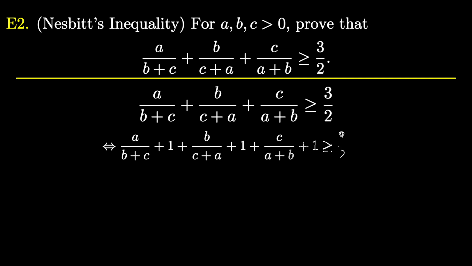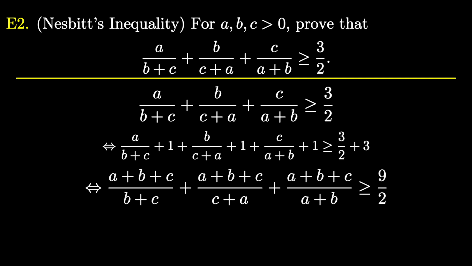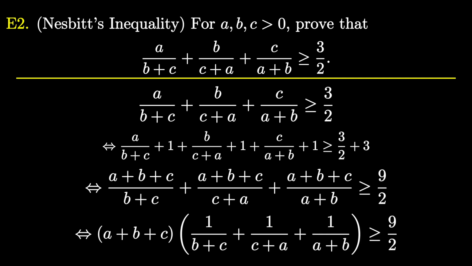And interestingly, we get something more familiar. Now the given inequality is equivalent to (a plus b plus c) into (1 over b plus c, plus 1 over c plus a, plus 1 over a plus b) is greater than or equal to 9 over 2. Is this a true statement?